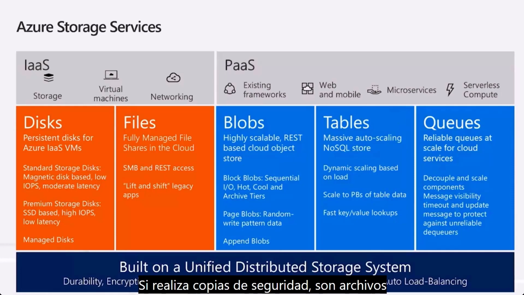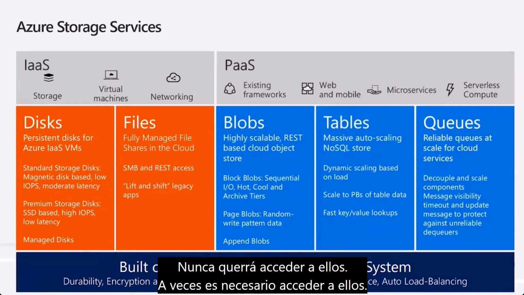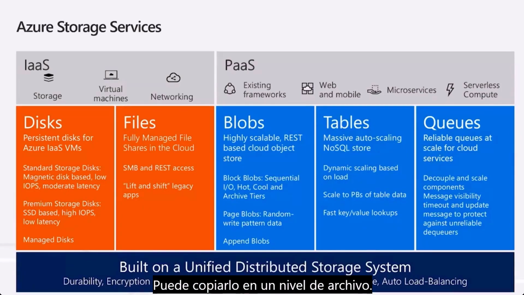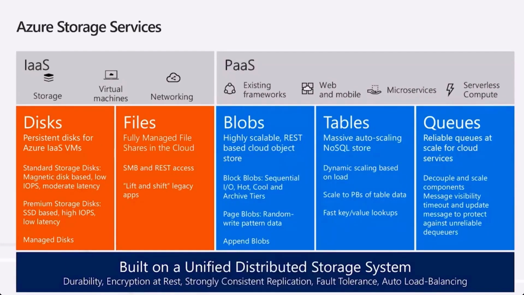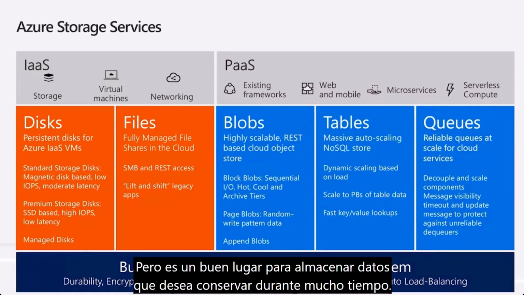And if you do backups, all right, those are large data files that you access. Ideally, you never want to access them. Sometimes you need to access them. Then you can copy that to an archive tier. An archive tier is very, very cheap. Of course, the latency there is going to be way bigger, all right? It can take really a long time to restore those files, so you need to be a little bit careful with that, but it is a good place to store data that you want to keep for a very long time.